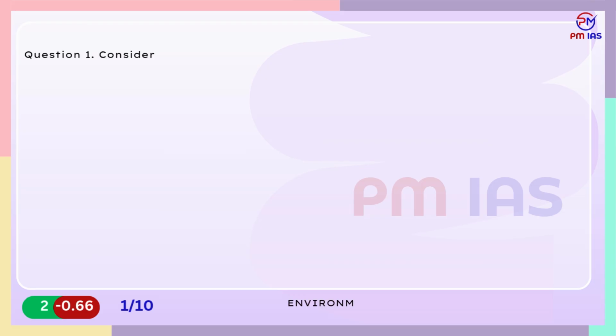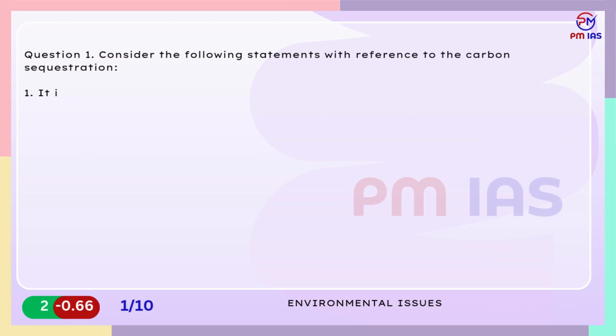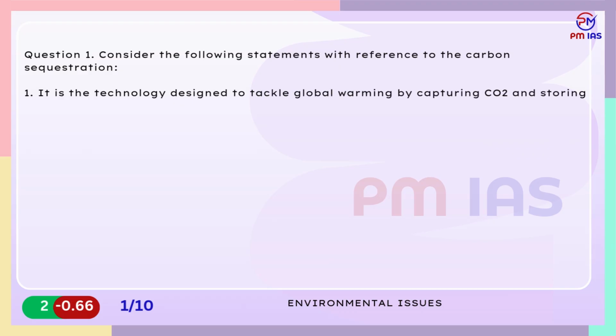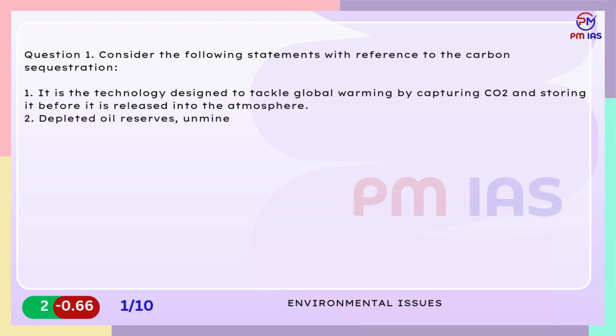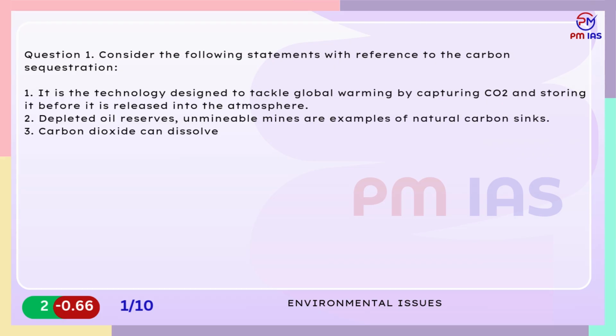Environmental issues. Question 1. Consider the following statements with reference to carbon sequestration. 1. It is the technology designed to tackle global warming by capturing CO2 and storing it before it is released into the atmosphere. 2. Depleted oil reserves and unmineable mines are examples of natural carbon sinks. 3. Carbon dioxide can dissolve in liquids like water but not in oil. Which of the statements given above is correct?